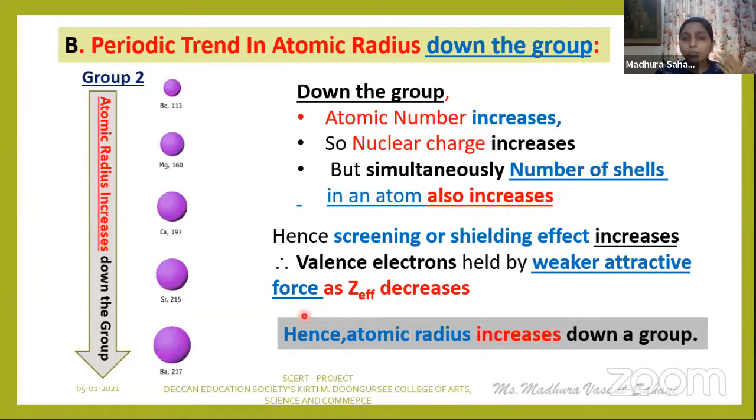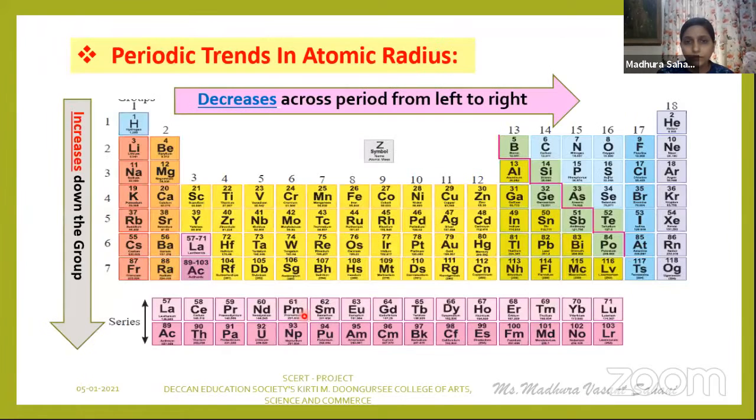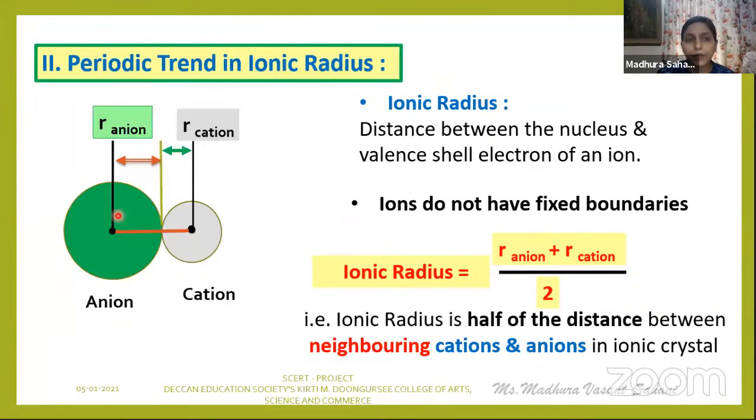Now we are going to learn the periodic trends in our second physical property, and that is nothing but the ionic radius. So this is the summary of the periodic trends in atomic radius. Here we can conclude that as you move from left to right, atomic radius decreases, and as you move down the group, atomic radius increases. So let us switch over to the next slide for learning the periodic trends in case of ionic radius.